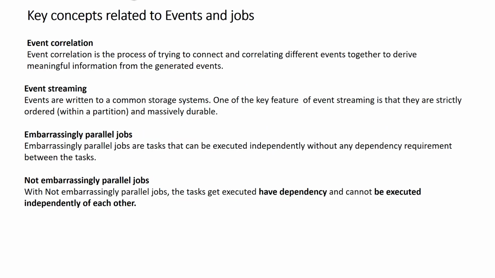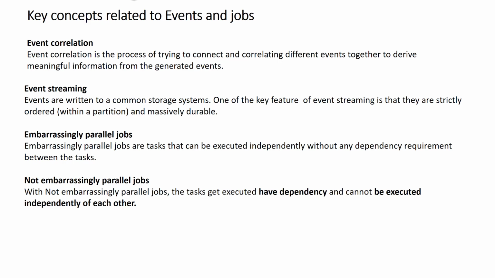Within stream processing, there are 4 key concepts you need to understand. The first one is called event correlation. Think of event correlation as multiple events coming together, and you're trying to correlate between these events to derive meaningful information. Then event streaming: as streams of events come through, we store them in a massively redundant and scalable storage system.